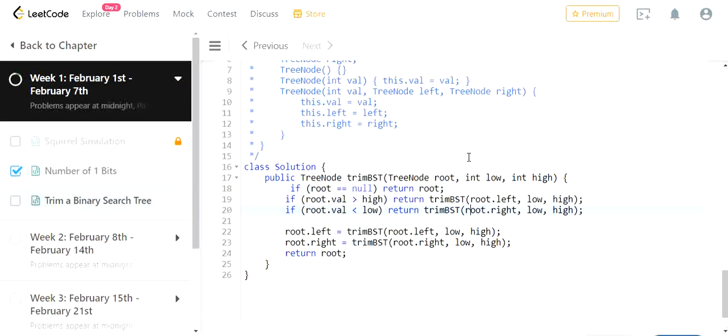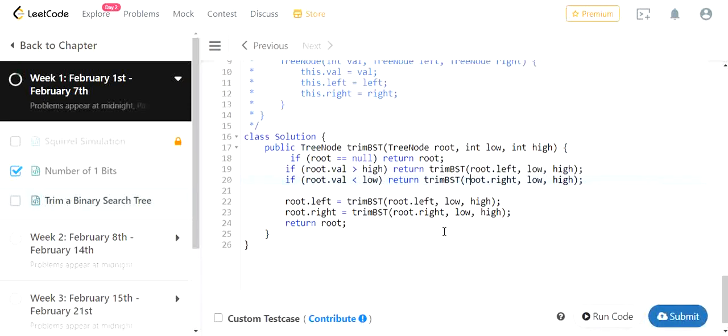So here we have the code for a recursive method where it just checks root dot value is greater than high. If it is greater than high, it simply returns root dot left. Since it is a binary tree, if the value is high, it must be having lesser value in left side. And again, if the value is low, it must be having higher value in right side. So root dot left is equal to trim bst of root dot left comma low comma high and right is equal to trim bst of root dot right comma low comma high. So this recursive method will get us our output.